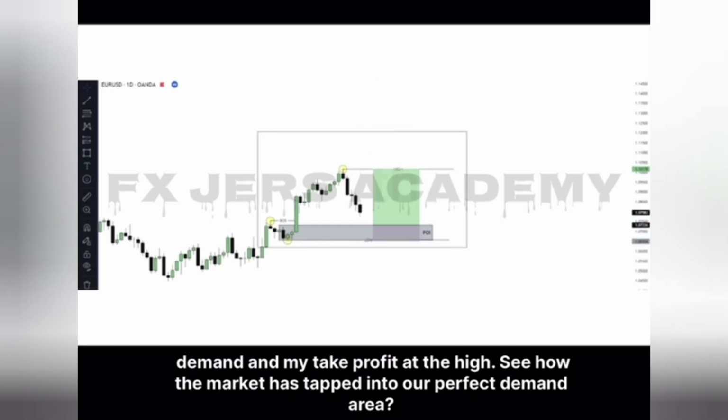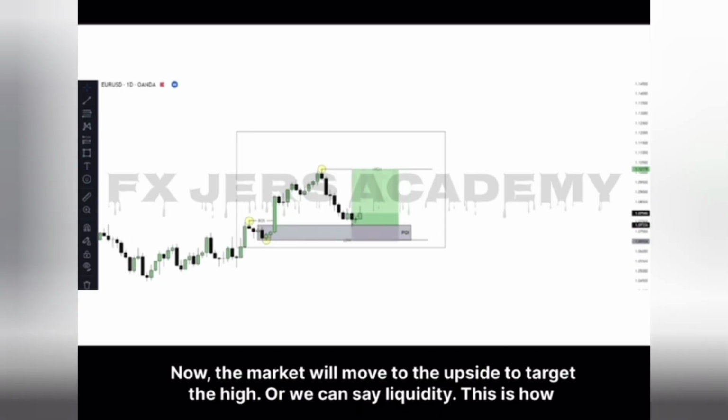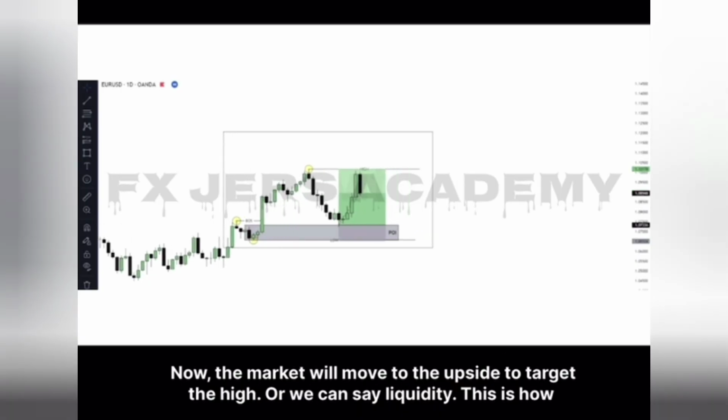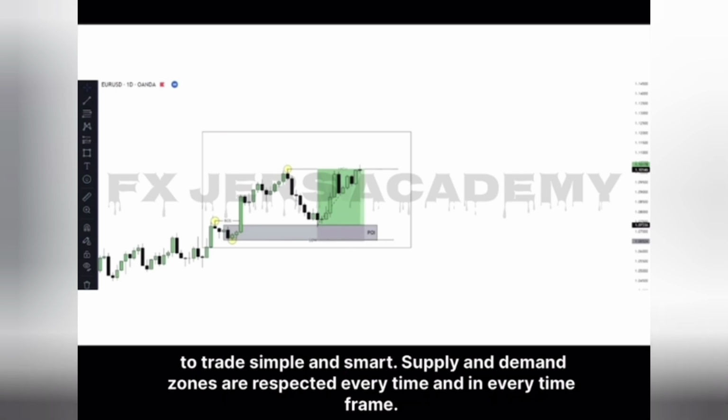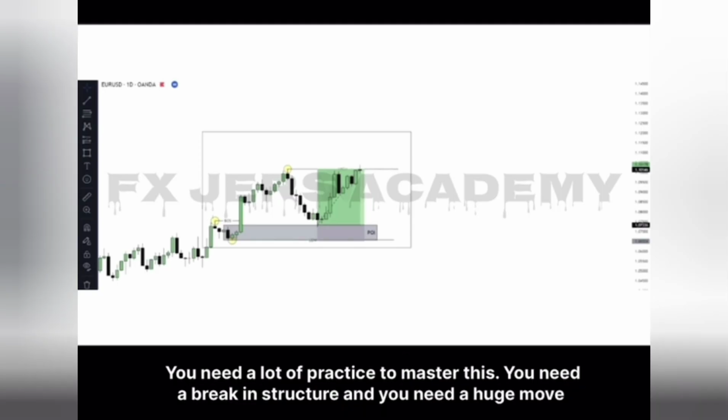See how the market has tapped into our perfect demand area? Now the market will move to the upside to target the high, or we can say liquidity. This is how to trade simple and smart. Supply and demand zones are respected every time and in every time frame. You need a lot of practice to master this.